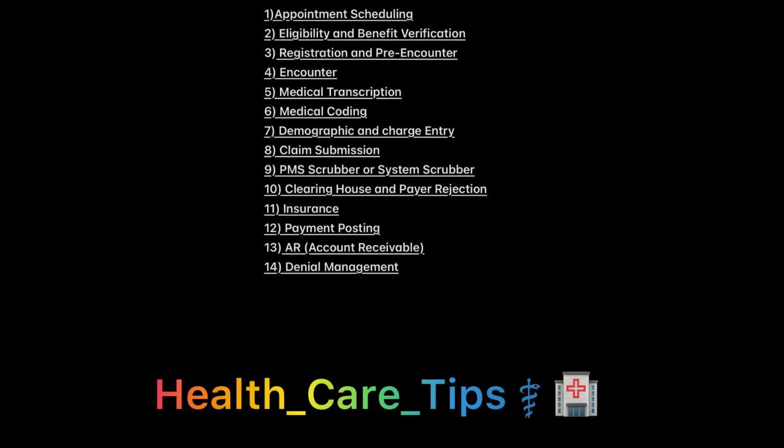AR, account receivable. There are some scenarios when the provider does not receive any EOB, ERA, or information received on EOB or ERA is not understandable. Then it's the AR team's responsibility to call the insurance and verify all the required details to get the claim paid.